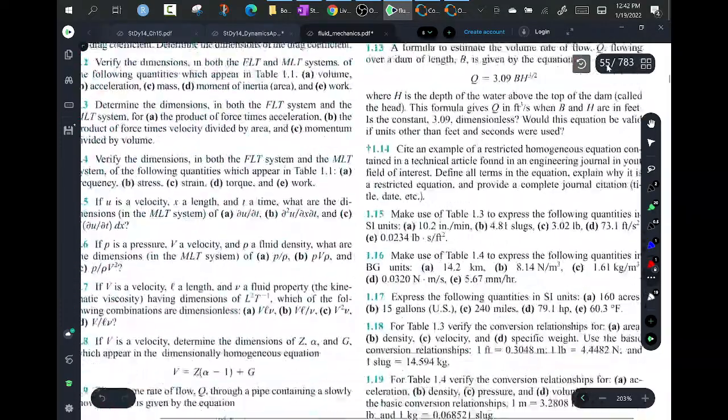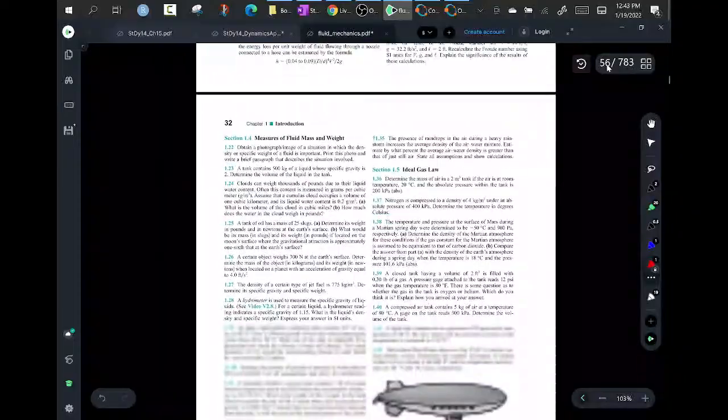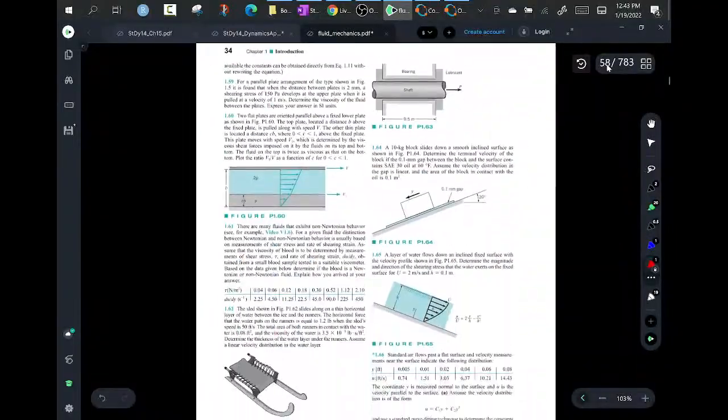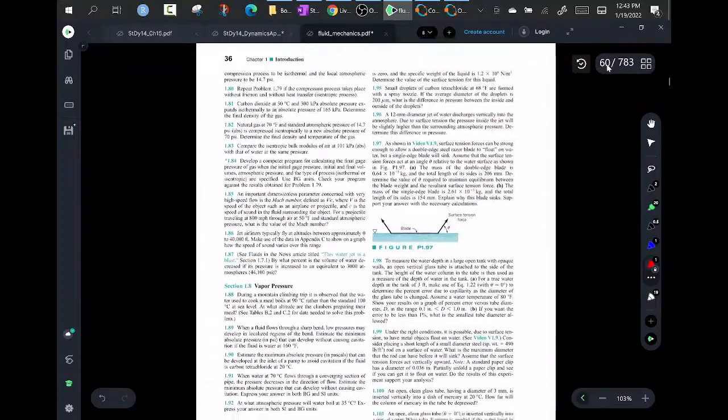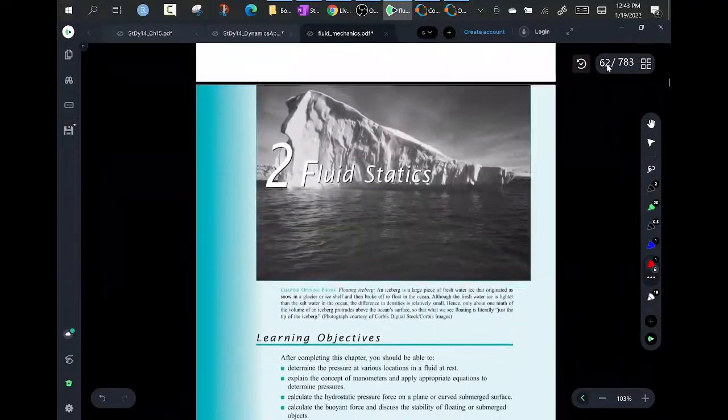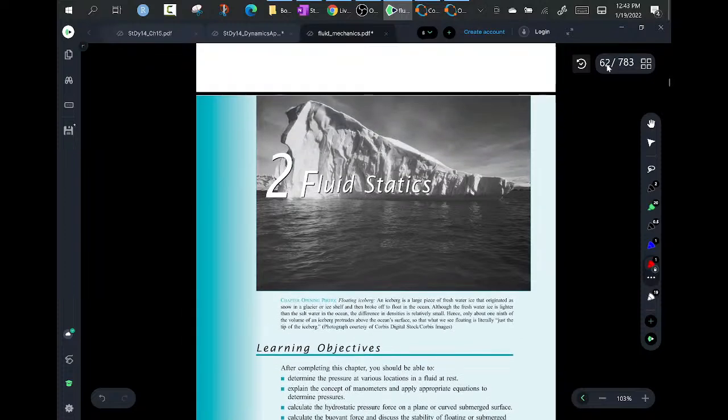So next time I'll haul off and work some of the problems out of chapter 1 and try to get us through chapter 1, and then we'll jump into 2 after that. And so I've got 7 minutes left, so I'm going to make use of everything I can.